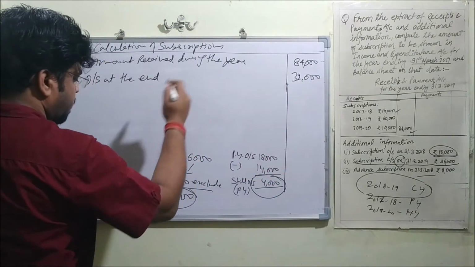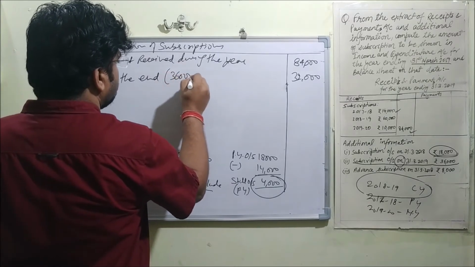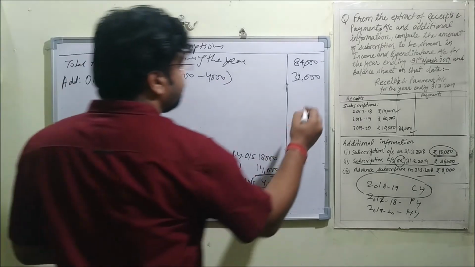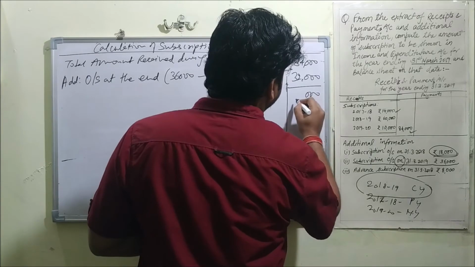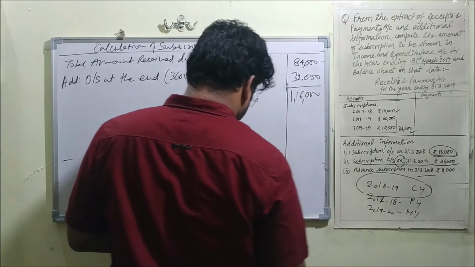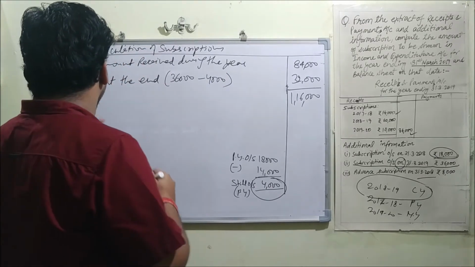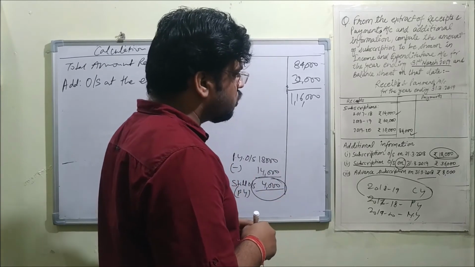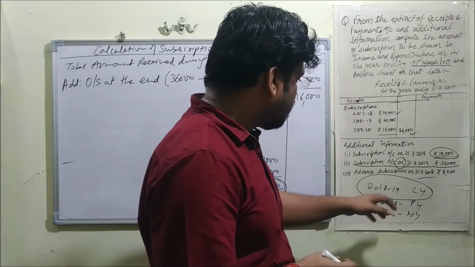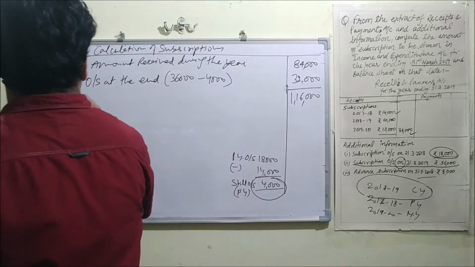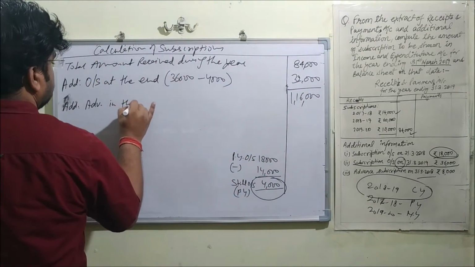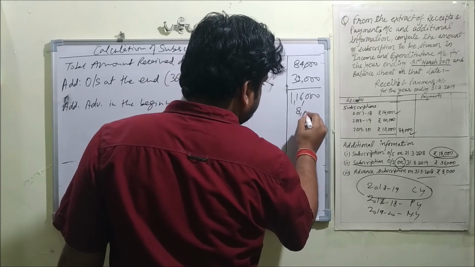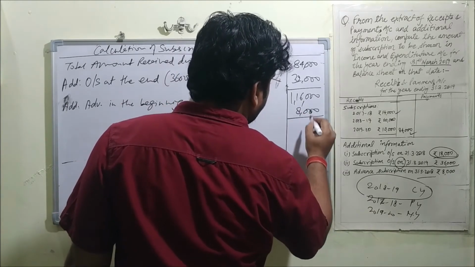We can mention this calculation here as well, like 36,000 minus 4,000. Otherwise, you can mention it in the working note. Now, how much it comes out? Let's move on. Okay, one more thing we have to add here, that is what? Advance subscription in the beginning. So how much is the advance subscription in the beginning? That is 8,000. Okay, so we'll add it here.